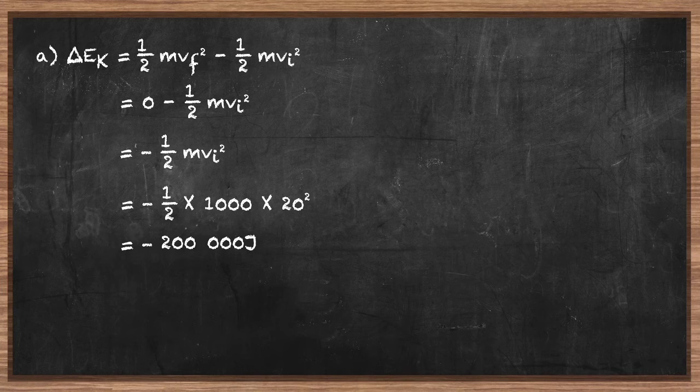Part A. The change in kinetic energy is equal to 0 minus the initial kinetic energy of the car, because when the car stops, it has no kinetic energy. That gives us the answer of negative 200,000 joules.